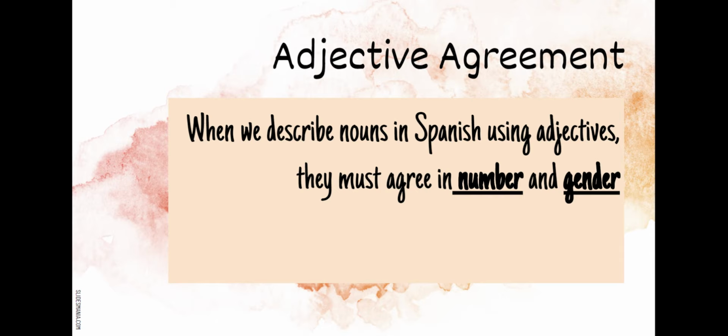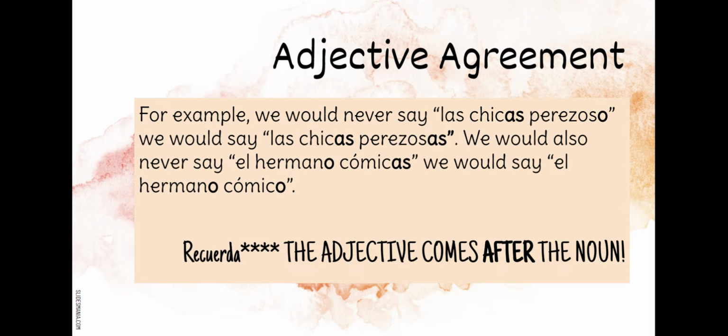So when we describe our nouns in Spanish using adjectives, they need to agree in both number and gender with the noun that they are modifying, or the person that they are describing. For example, we would never say las chicas perezoso. We would say las chicas perezosas, so that I have this AS ending on perezoso, noting that this is both feminine and plural, just like las chicas is feminine and plural.